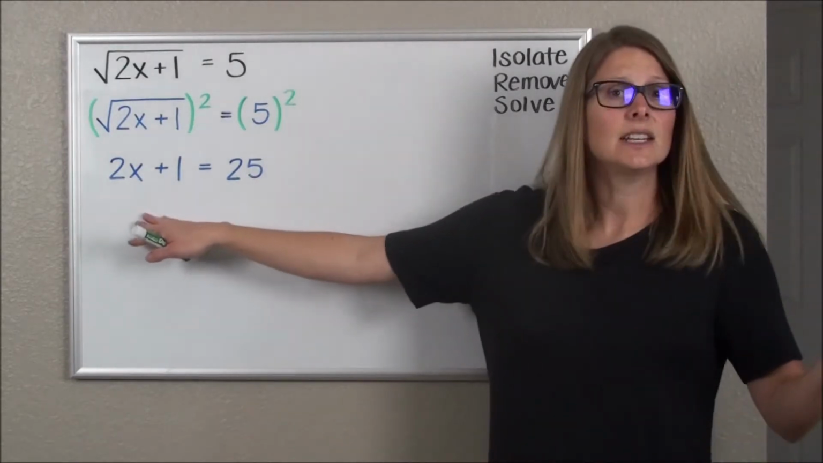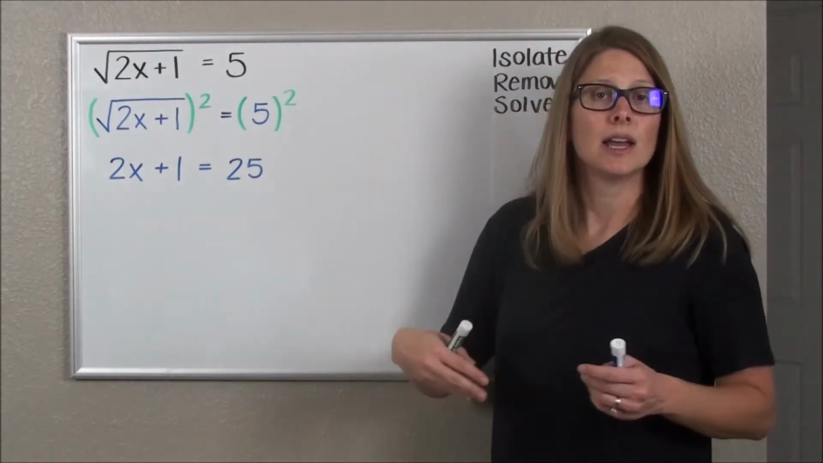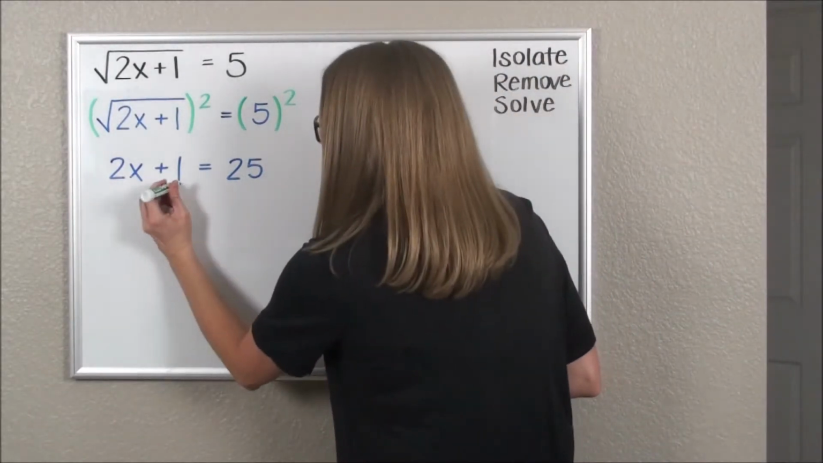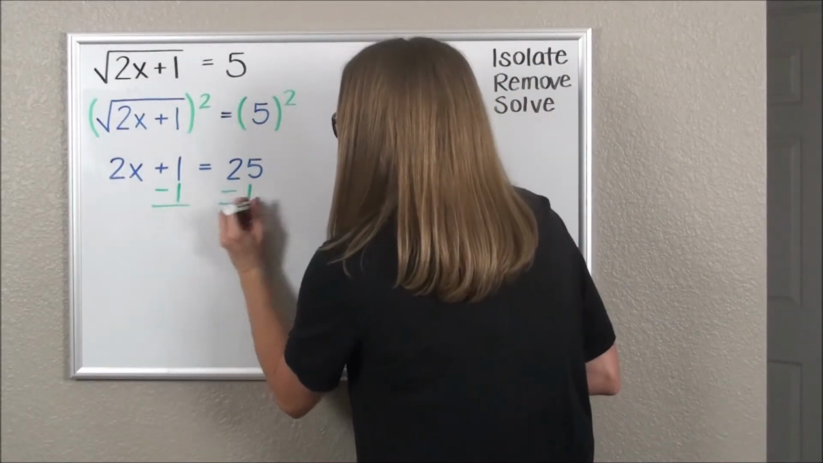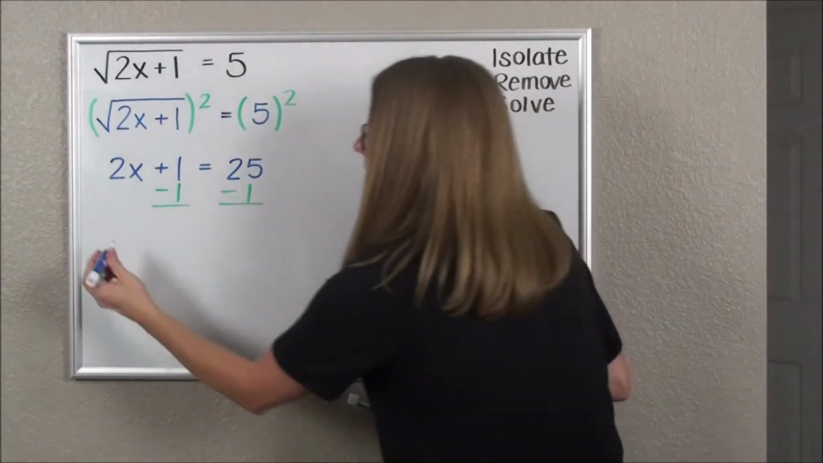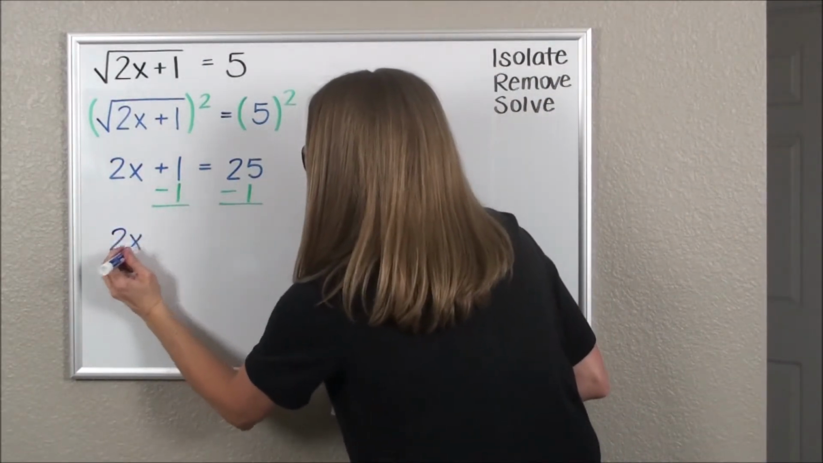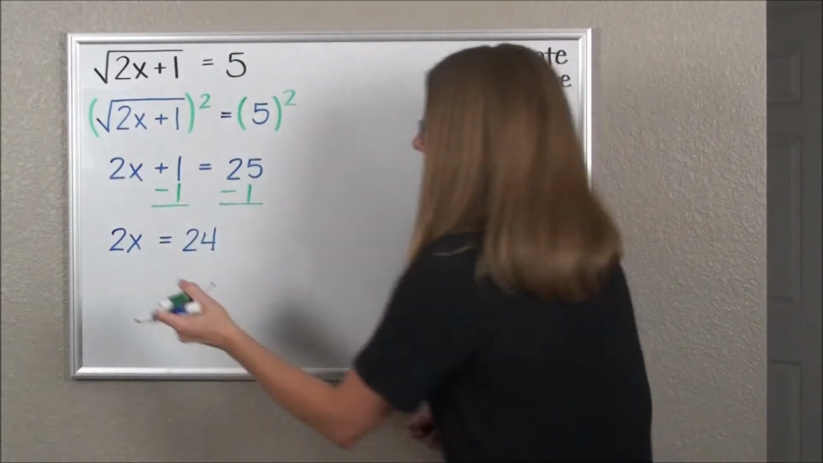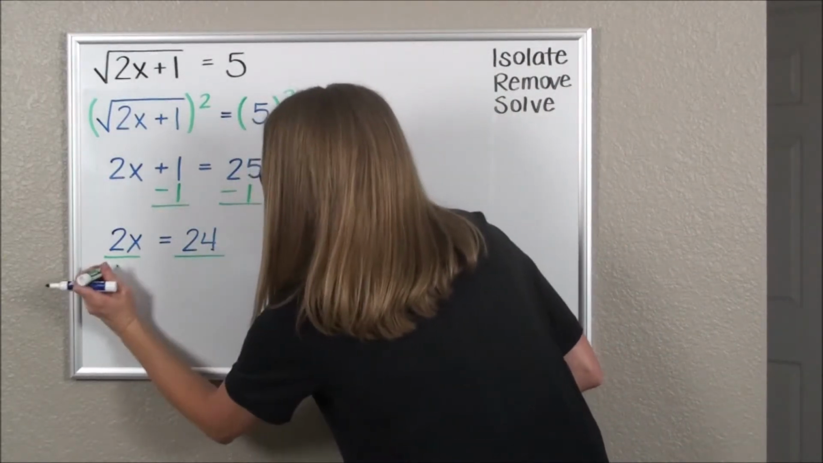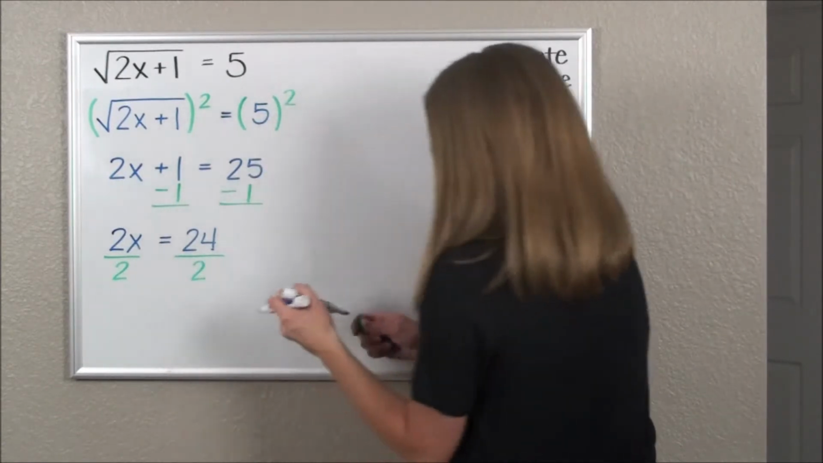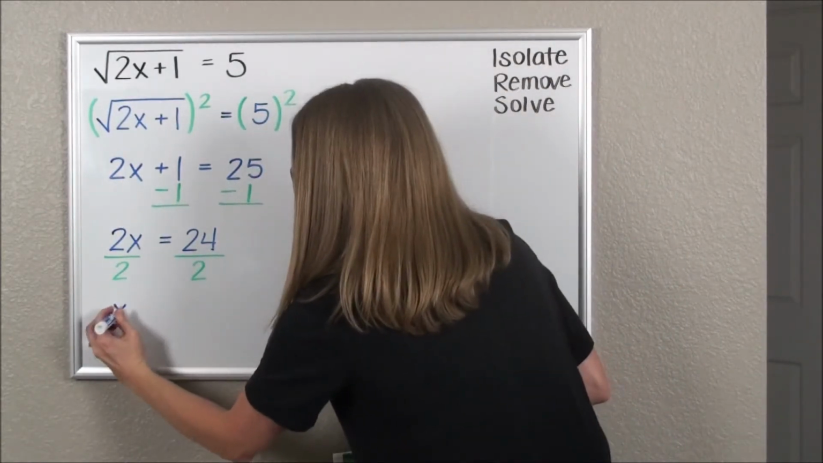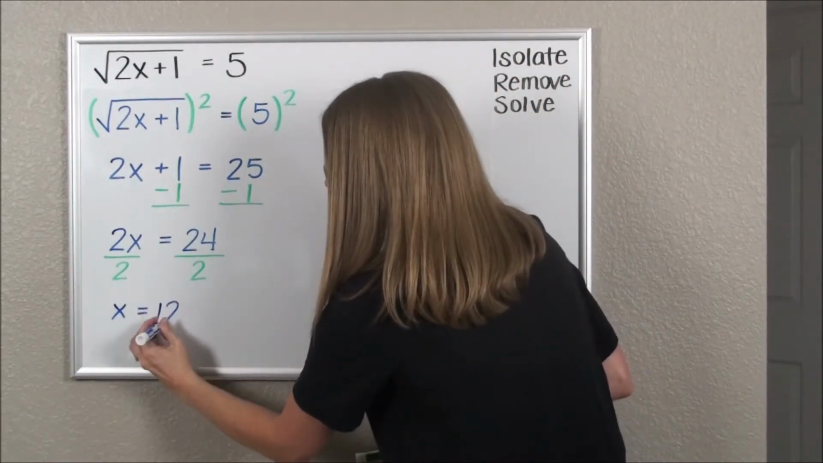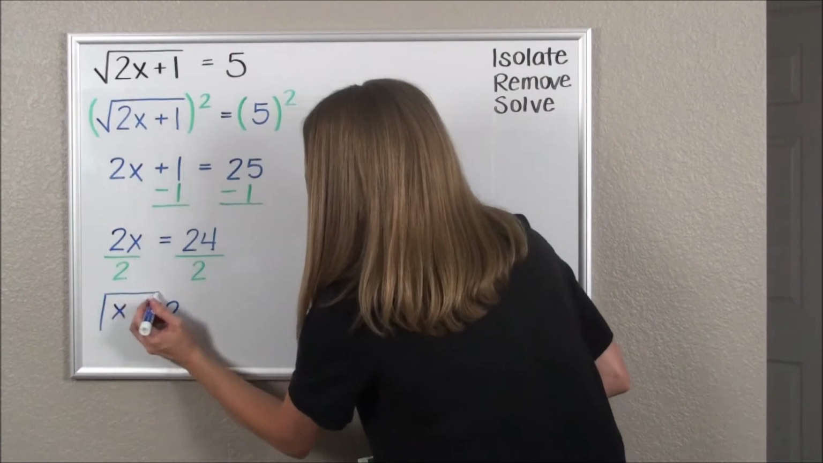So now I have a nice linear equation. I have x with some numbers. Let's remove those numbers to get x by itself. First, I will relocate the 1 through subtraction. Then I have 2x equals 25 minus 1 is 24. And now to isolate the x, I want to divide both sides by 2. This leaves me with x equals, and then 24 over 2 will give me 12. And I get one solution here.